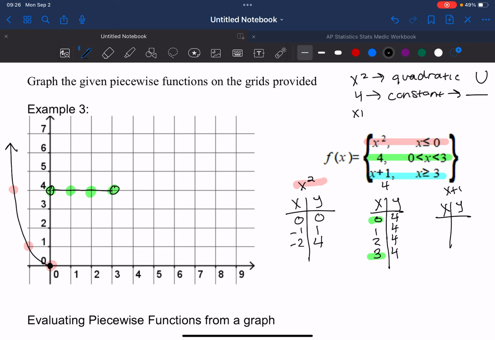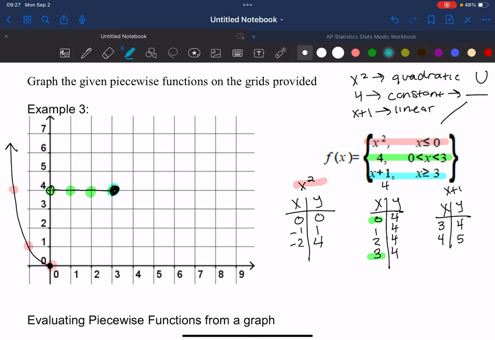My x plus 1 is linear, and it's a positive linear, so I know it's going to go in the positive direction. Here it says x is greater than or equal to 3. So I'm going to plug in 3, and then plug in 4. If I plug in 3, I get 4. If I plug in 4, I get 5. So I'm going to plot those points. I have 3, 4. Notice right here, it now covers the same point as my constant function, 3, 4, which means this is now a closed dot.